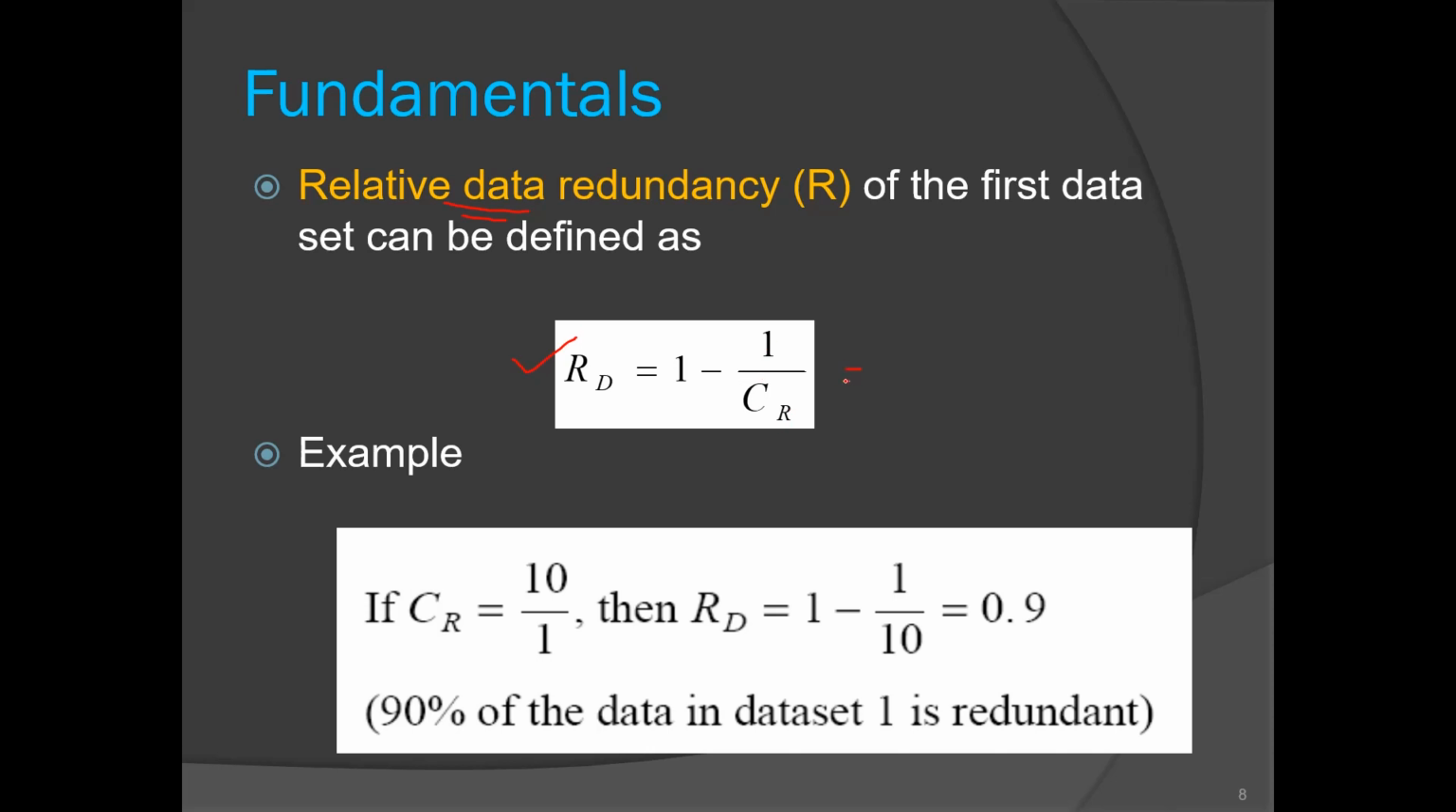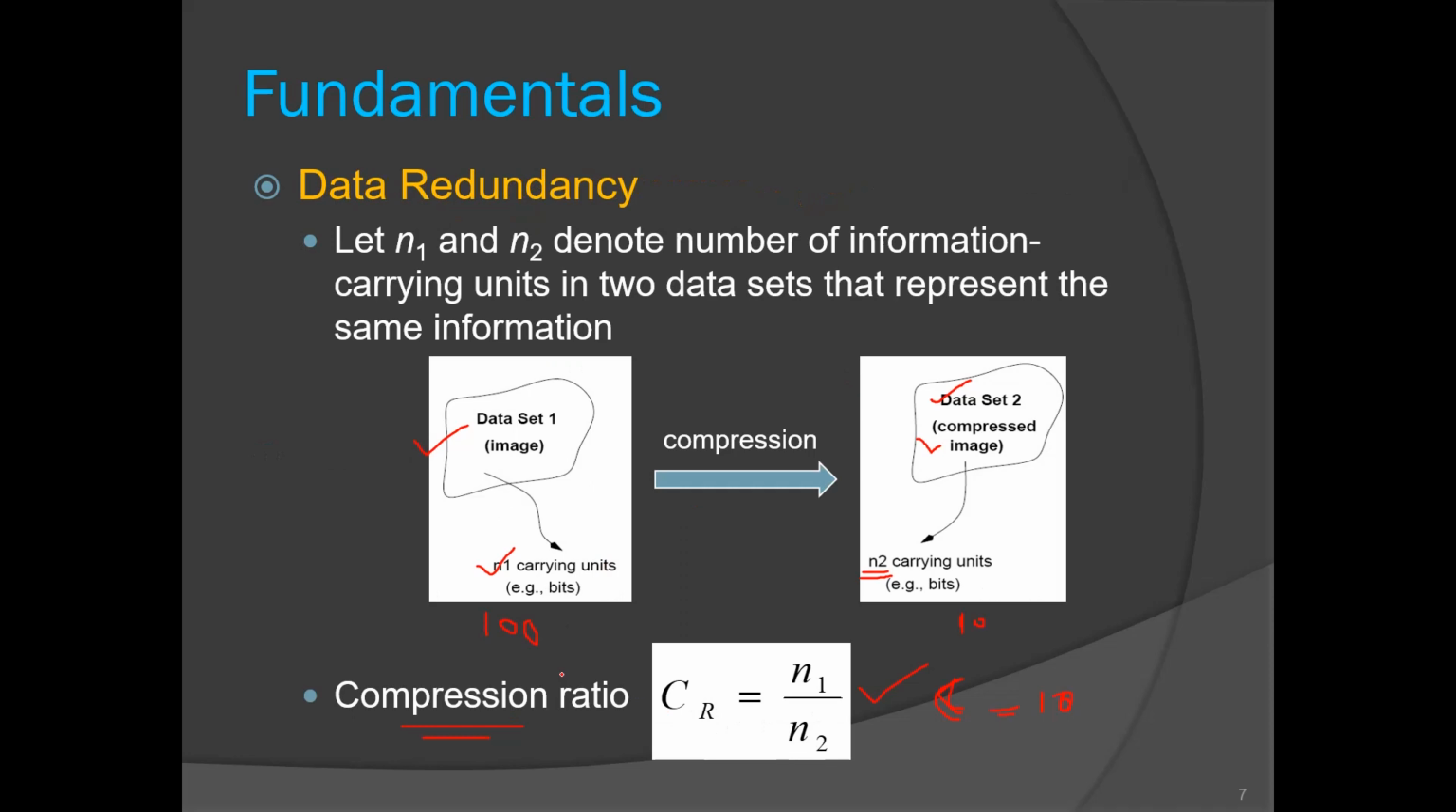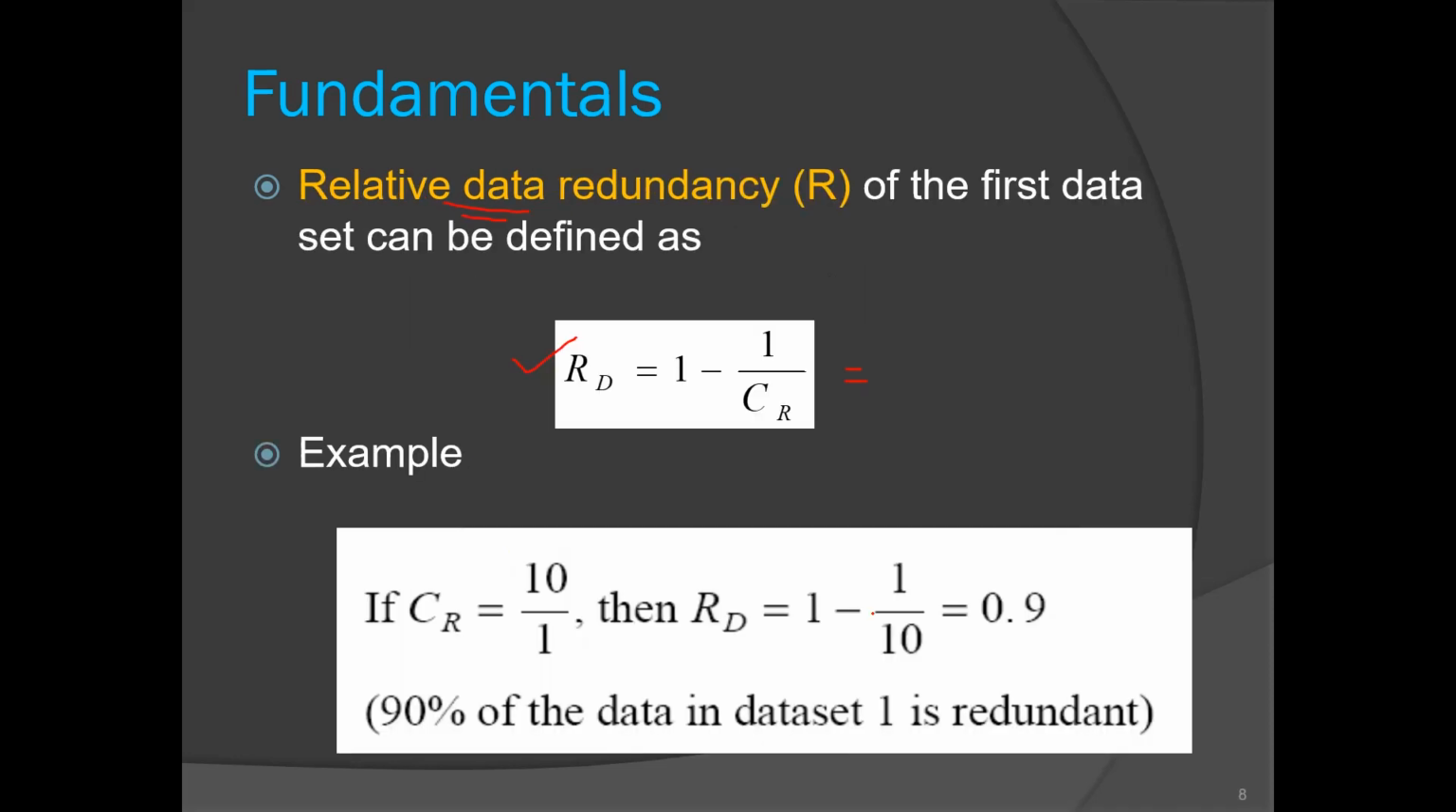Okay, so if you put the values for our example, where the C was 10, you will get 9 by 10, so 0.9. What is the meaning of this value? Relative data redundancy. This represents your data is having 90% of the redundant data. So this is the meaning of this value.